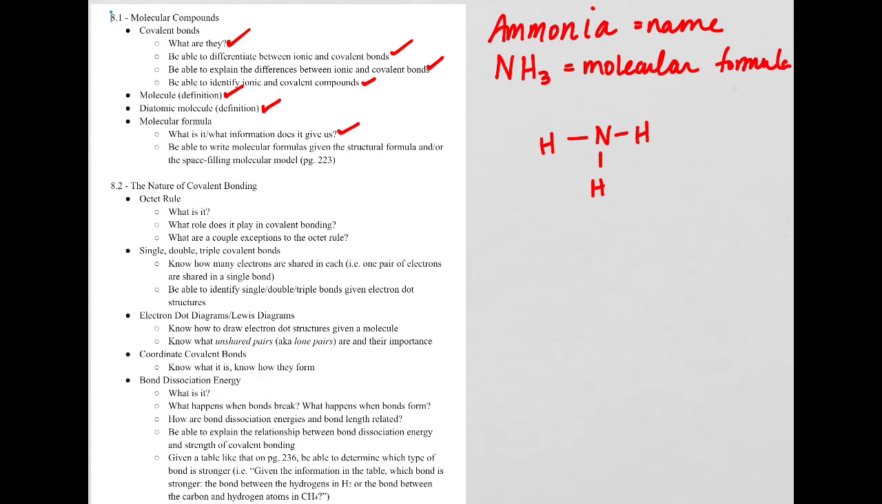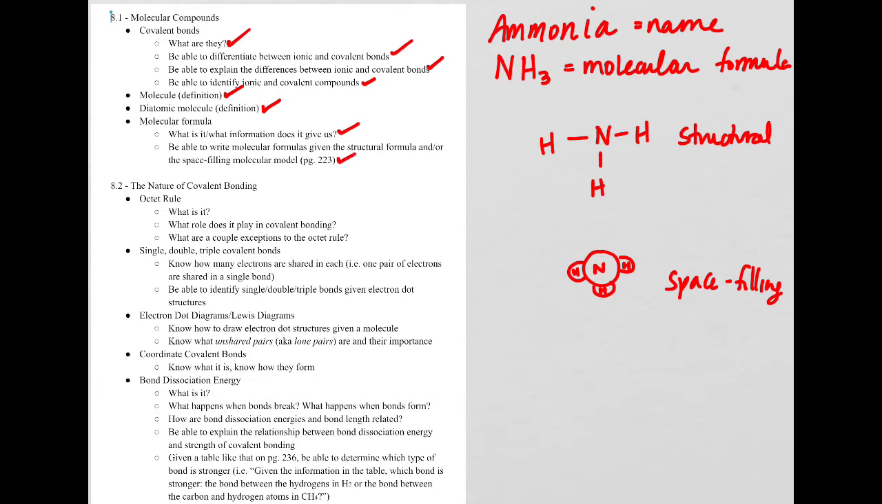The space-filling model would be something like this. I would give you a picture, and then you could fill in what each atom is, like that. All right, so this is the structural, and this is the space-filling. You need to be able to write the molecular formula from any of those, and vice versa. You need to be able to write the structural and space-filling given the molecular. You will need to do that on the quiz, so be sure you understand how to do that and the difference between all of them.